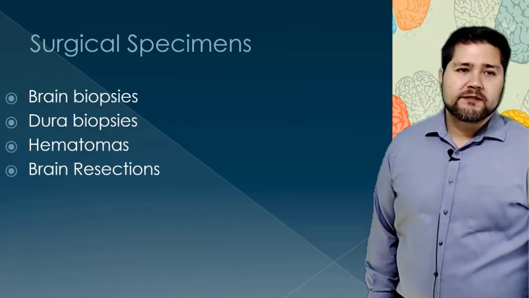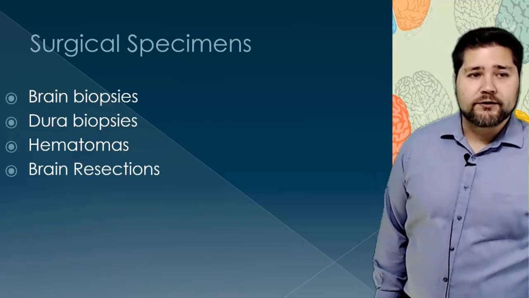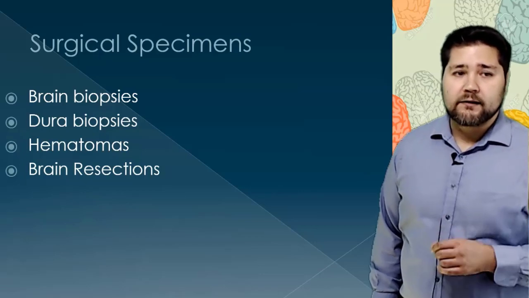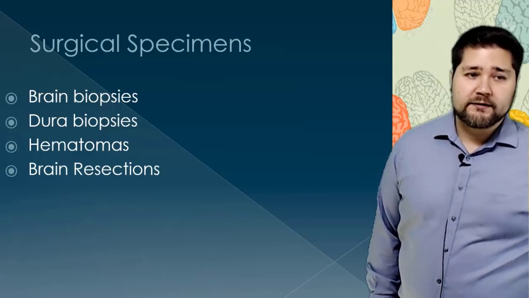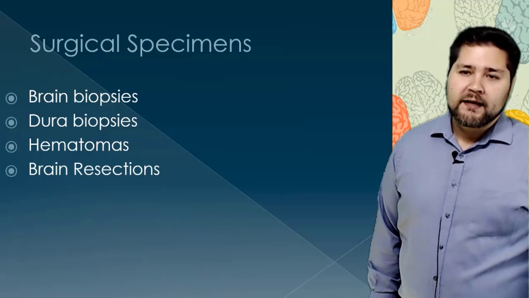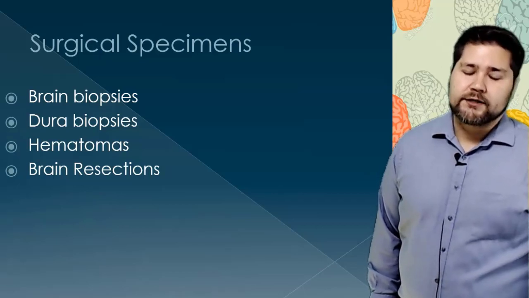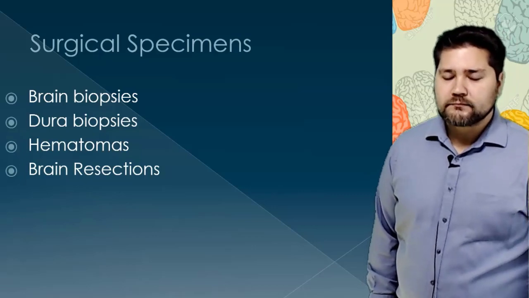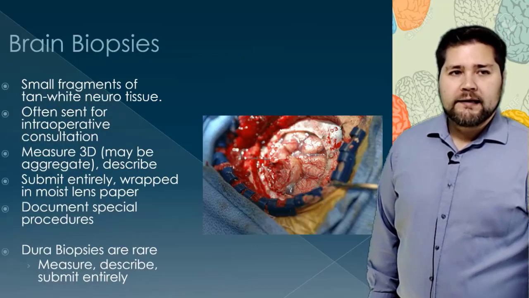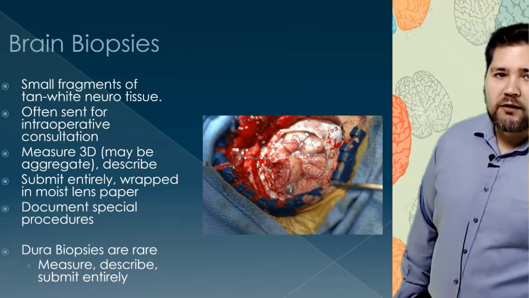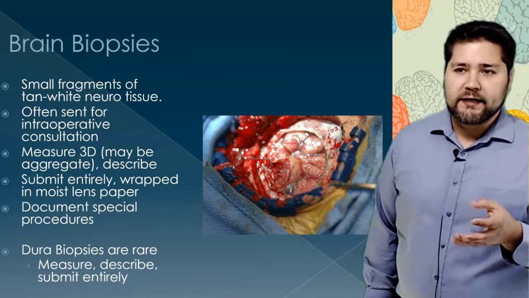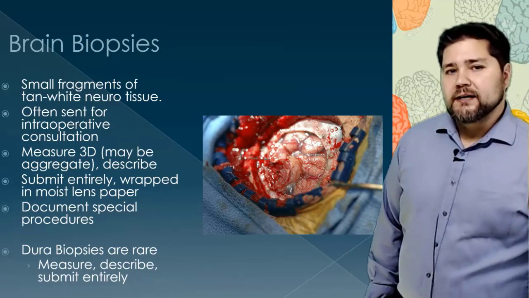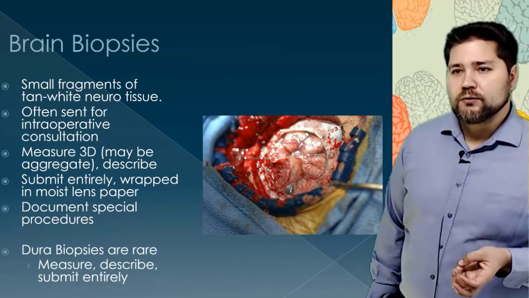But the main specimens we'll see are types of biopsies, whether it's going to be brain or dural. And brain biopsies will probably be the most common specimen you'll receive in this area. Then you'll get hematomas, particularly for those epidural and subdurals. And then on the rare occasion, you might get a brain resection. And I think I've seen maybe two, one for sure, maybe a second one, if I recall correctly. So brain biopsies, these are just going to be small fragments of neurotissue. They're usually tan white and friable. Oftentimes, these are going to be sent for intraoperative consultation just to get an initial diagnosis of the tumor.